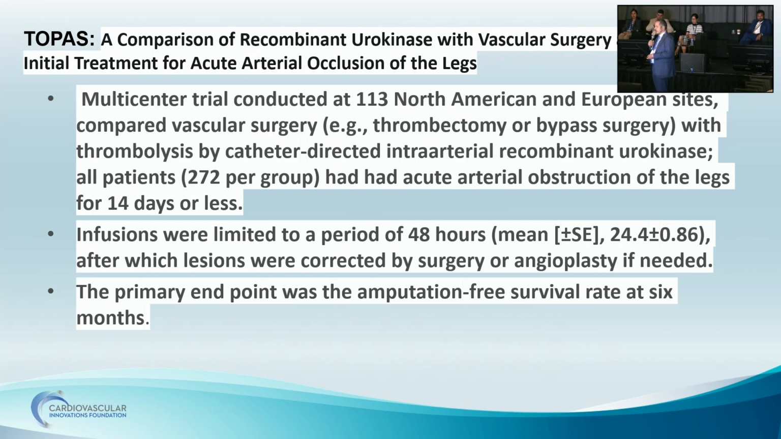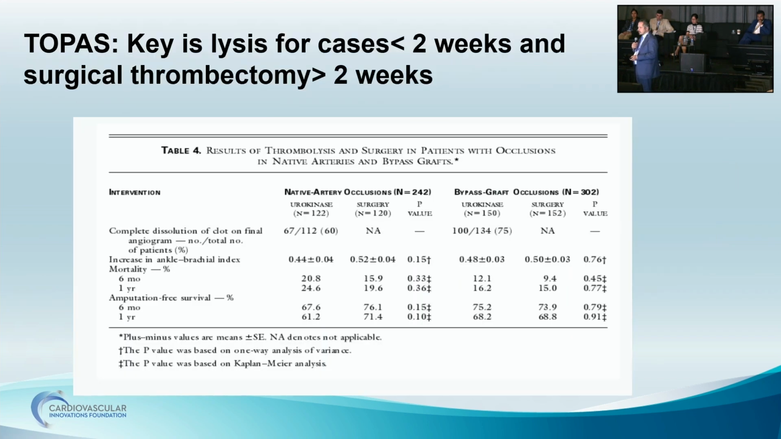Dr. Topaz did a very nice paper a few years later to challenge that concept. He compared recombinant urokinase with vascular surgery in acute occlusion, in a multi-center trial of 113 patients, comparing vascular surgery, either Fogarty balloon or bypass, with catheter-directed intra-arterial thrombolysis. Infusion was limited to no longer than 48 hours, and they looked at amputation-free survival at 6 months. There was actually no difference between the two approaches, which I think is very important, and that's what changed the way we approach those patients.